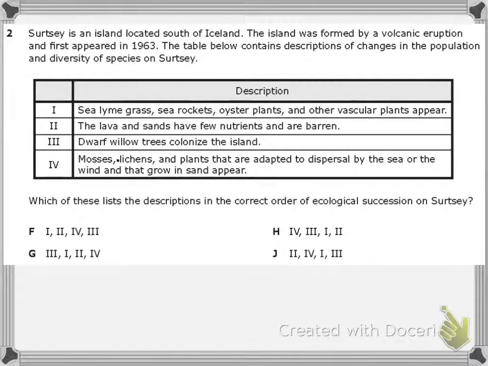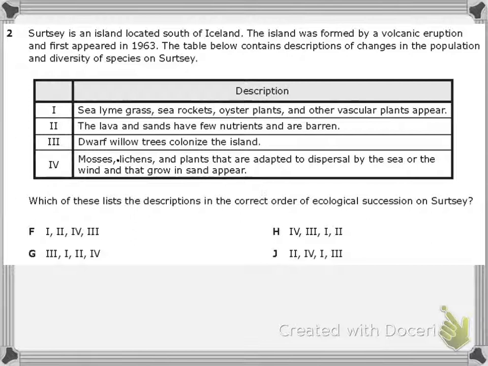Let us go over a question. Alright, we are going to go over question number 2. This is about the formation of an island and how species develop. So I'll give you guys just a second to read over the question and then we'll continue. If you guys want to pause, you can go ahead. Otherwise, let's rock and roll.